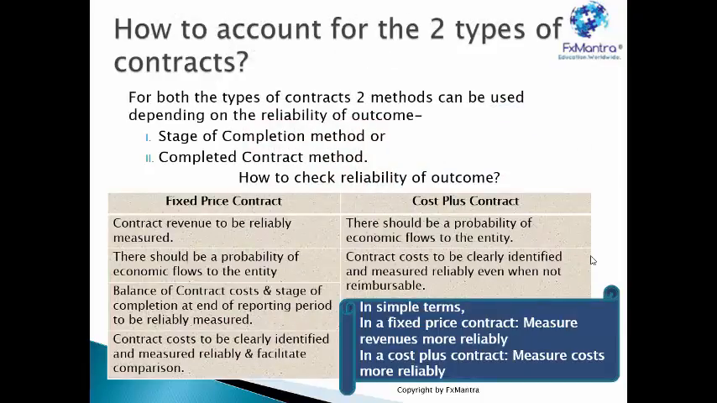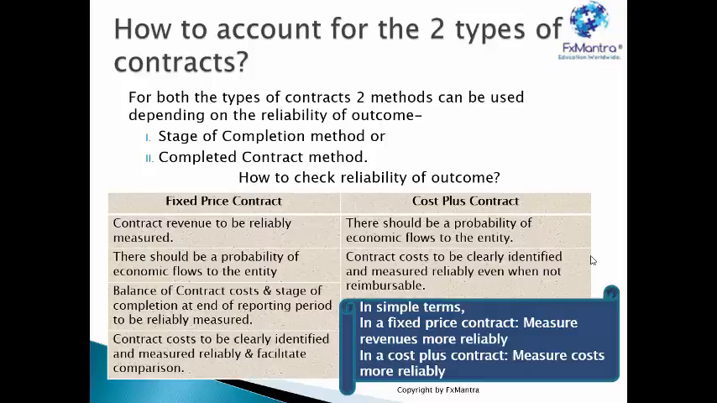Now we come back to the basics of two types of contracts. All these things mentioned on your screen are about the reliability of the fixed price contract or the cost plus contract. You have to measure the revenues and the cost reliably. If you notice, these things are also your basic definition of income related characteristics. In simple terms, in a fixed price contract, since the revenue is already fixed, you should be in a position to measure the revenues more reliably. However, in a cost plus contract, you should be in a position to measure the costs more reliably.